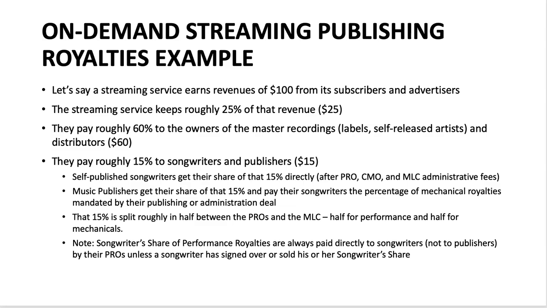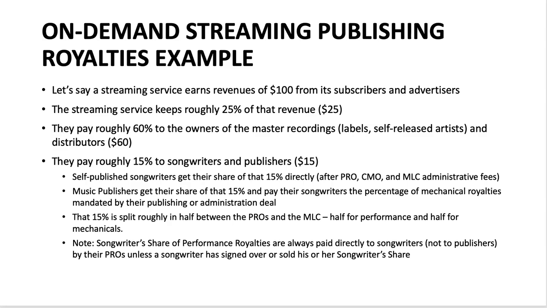So I'm going to use a very simple example. Let's say that a streaming service like Spotify earns $100 from subscribers, advertisers, and any other revenue streams they're bringing in for the month. So their deal is they keep 25% of that 100. So they're going to keep $25. And they're going to pay out the rest to the rights holders, which are the master rights holders and the songwriting copyright holders, like the publishers and songwriters.